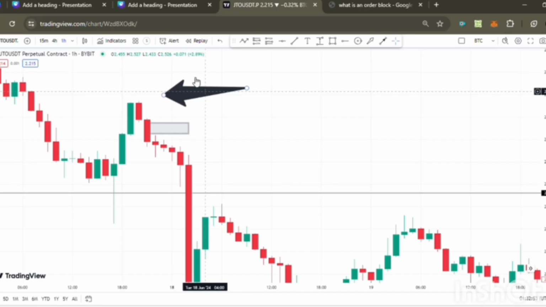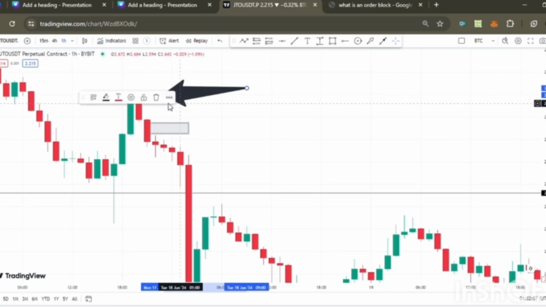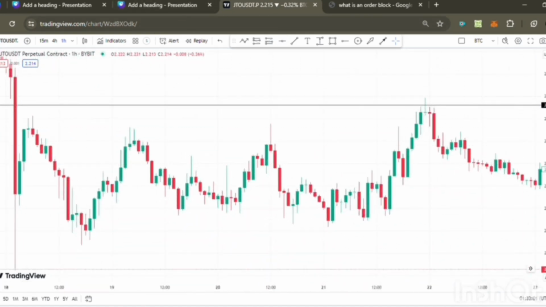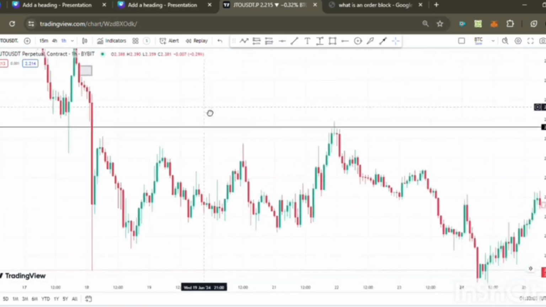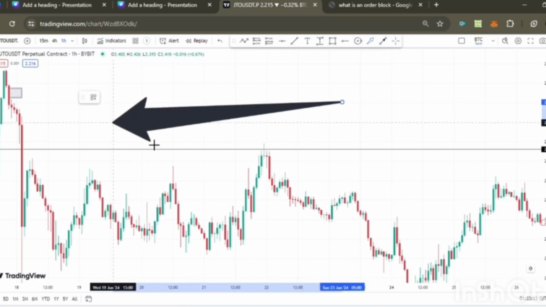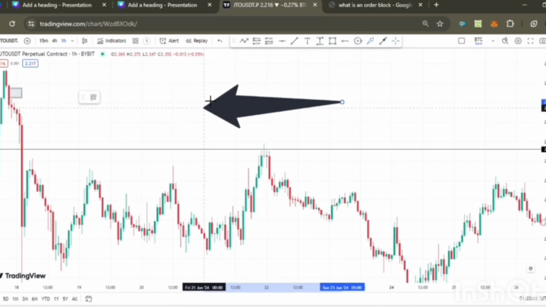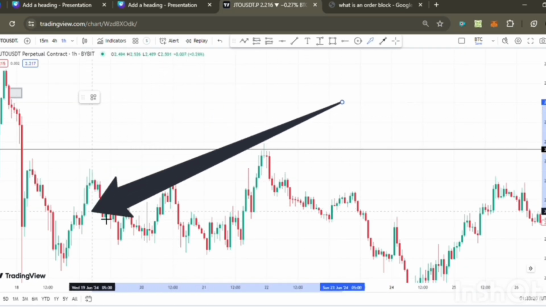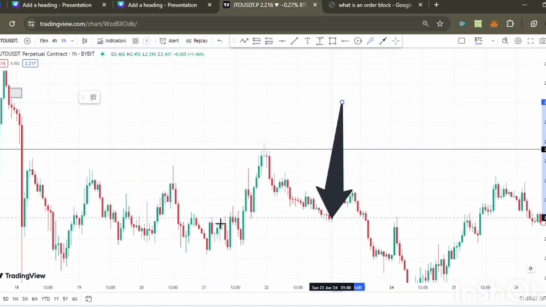Now, after you must have spotted this, see here, you see this area, this area is an area of liquidity. As you can see, the market is ranging from building liquidity at the upside.